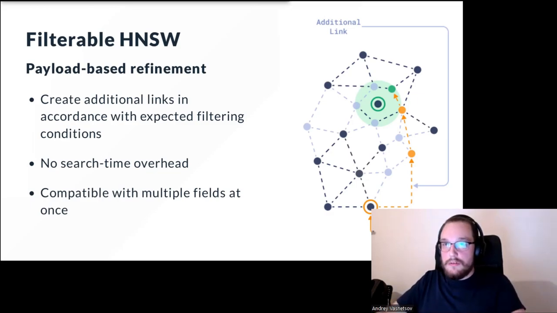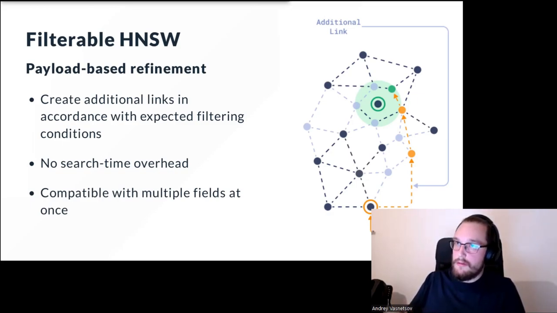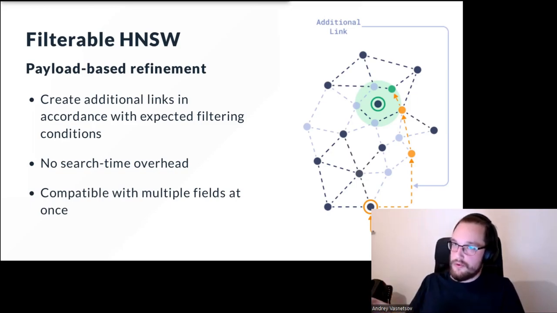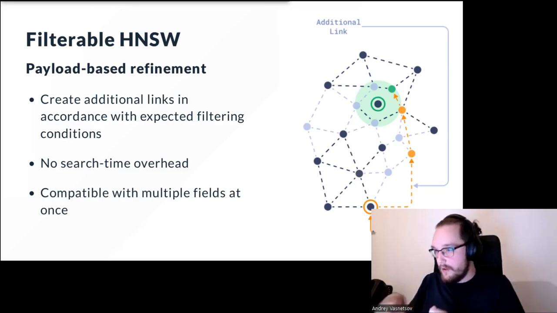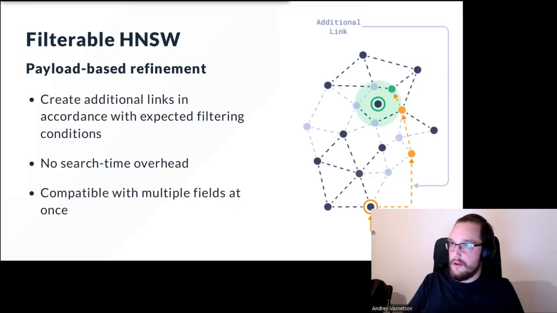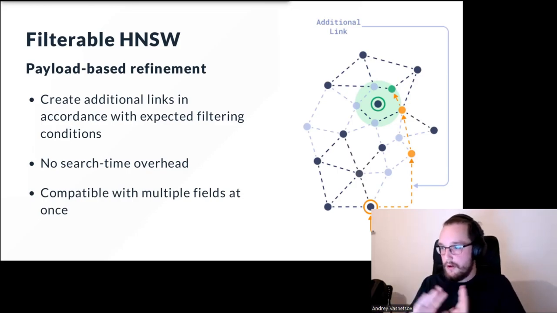What we can do is build additional links that we can generate based on the existing payload values and possible filtering conditions. For example, if we have a payload with a keyword field, we can build a subgraph for each value of this field, and then merge the subgraph for the keyword into the main one. That's how we can create these additional links. These links will ensure that when we apply a filtering condition with this keyword, our graph will always stay connected. No matter how strict the search is, we can guarantee this.